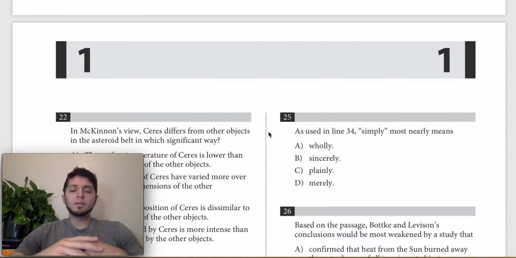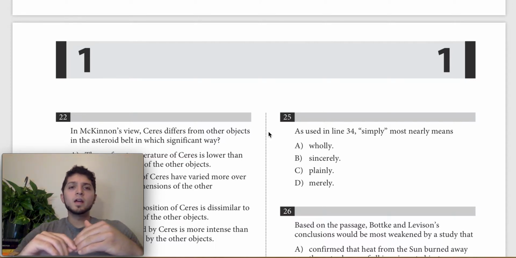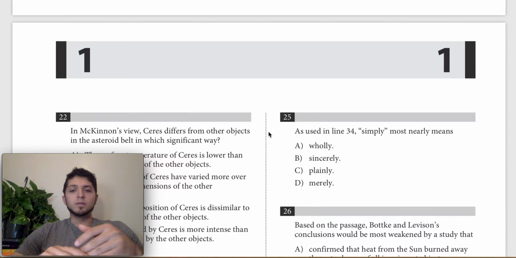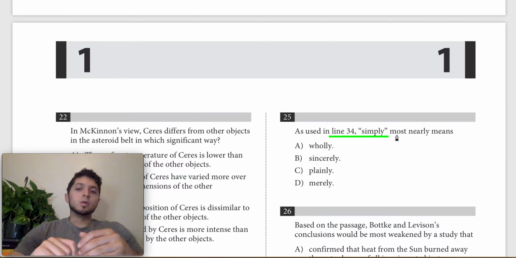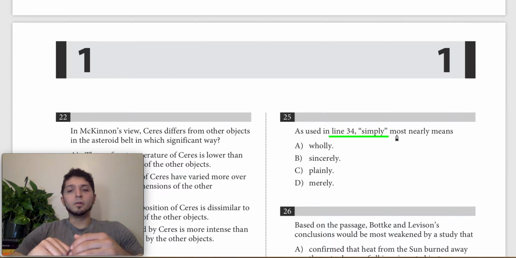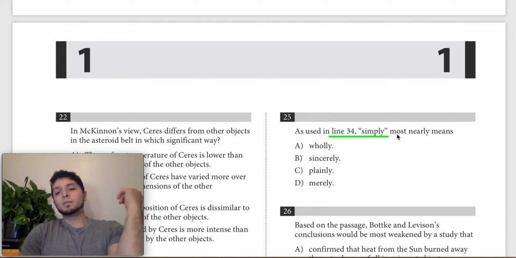Question 25, and this is from the SAT number 9, QAS test, April 2017. So 25 says, as used in line 34, simply most nearly means. So what we need to do to solve this one is go back to line 34. Obviously, we need to look at how simply is being used, and then decide A, B, C, or D, basically which word fits the best. So we need to go back and figure that out.